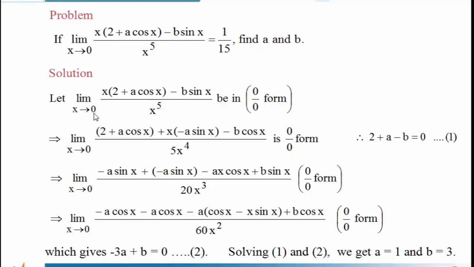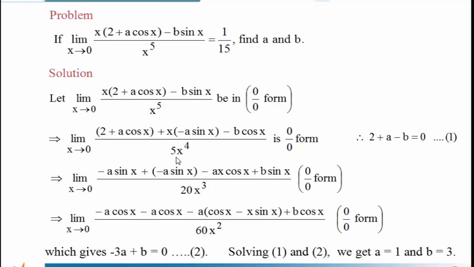If we replace x by 0, then the denominator will be 0, and the numerator also 0, since 0 into something is 0, and sin 0 is 0. So we have to apply L'Hospital rule. We take the derivative of the numerator, that will be this one, by using the product rule for these two. Here the derivative of sin is cos.